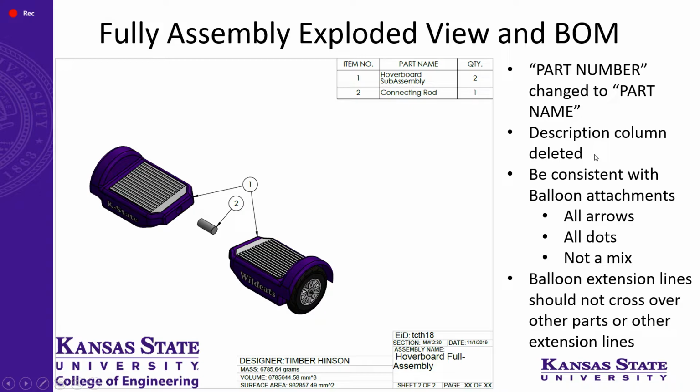Be consistent with balloon attachments. What we mean with that is that there are these attachments that you use when making subassemblies, and you can have them be arrows, or you can have them be little lines with little points at the end. None of us care how you do it, whether you prefer points or arrows, but they need to be consistent. So either you need to only use arrows on your whole thing, or only use the points or dots. So just be consistent. Don't mix them up. I don't care which one you use. Just use the same one.